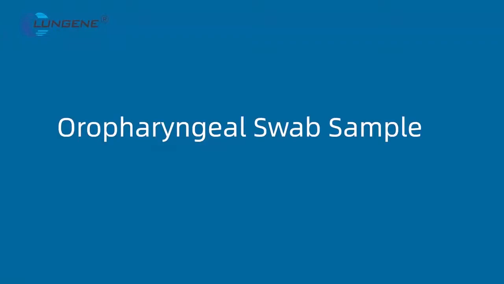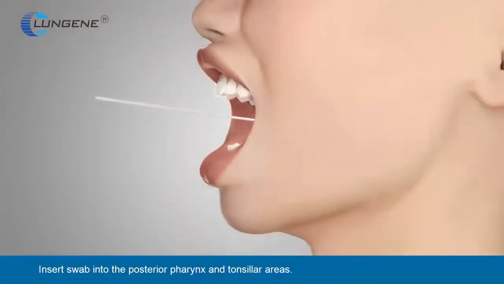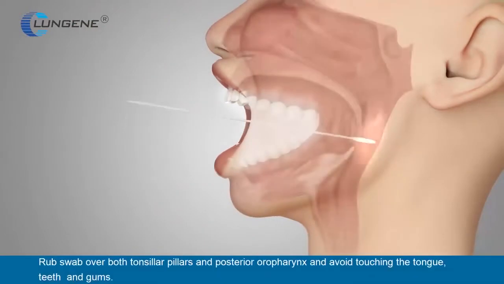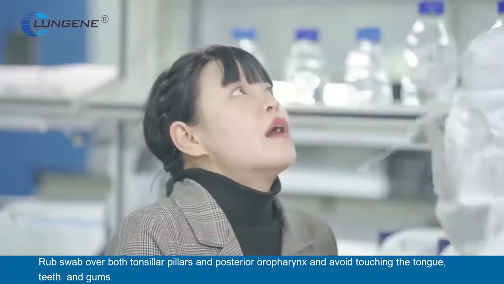Oropharyngeal swab sample. Insert swab into the posterior pharynx and tonsillar areas. Rub swab over both tonsillar pillars and posterior oropharynx and avoid touching the tongue, teeth, and gums.